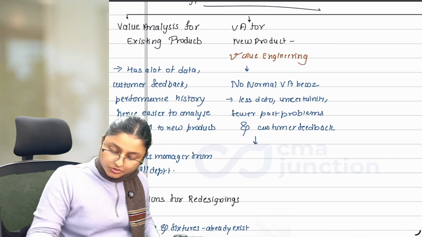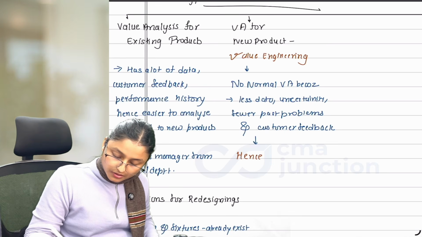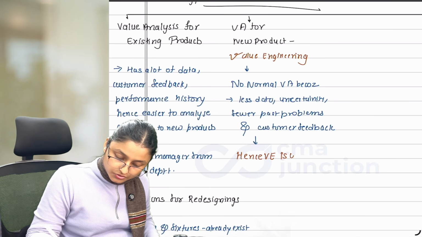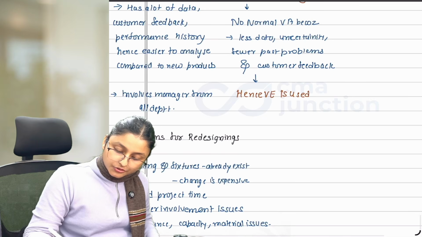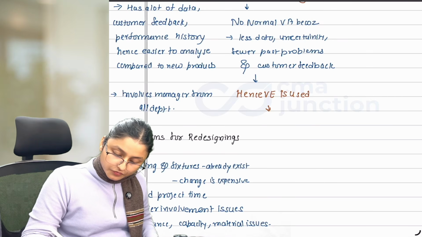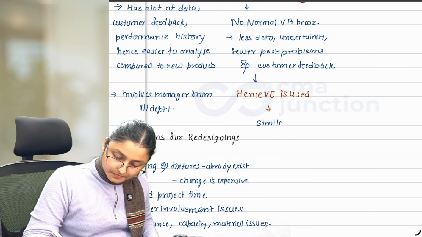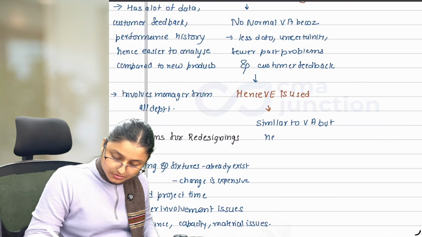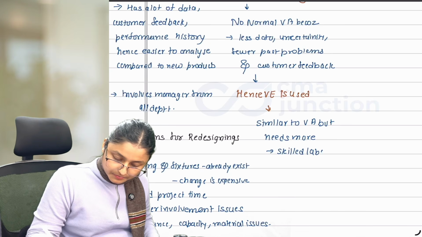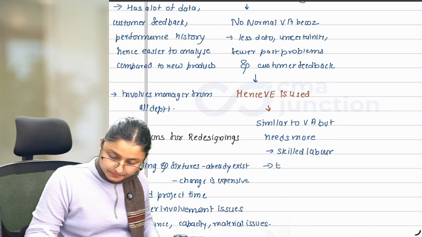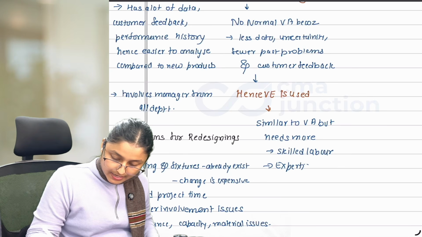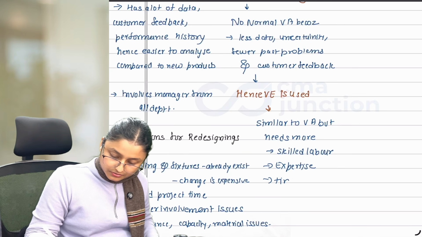So what will we use? Hence value engineering is used. Value engineering is similar to VA but needs more skilled labor, expertise, and time and resources.